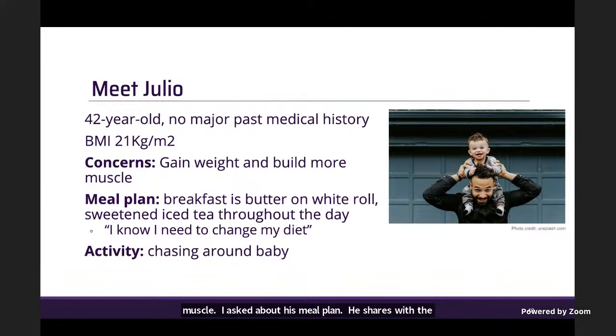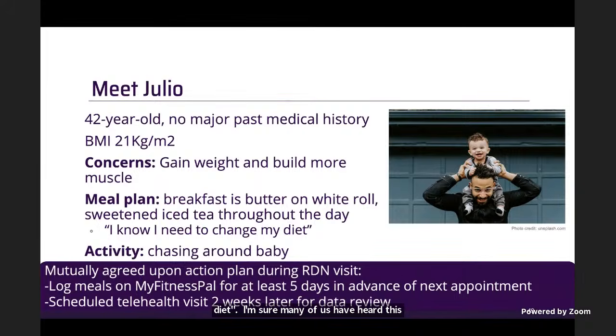We know behavior change is hard, right? And he's got a little one there, so that's pretty much been keeping him really busy. His activity is chasing around his baby. So we talk about some strategies, we talk about goal setting, but to really help build that accountability, we agreed upon logging meals on MyFitnessPal as an example app to track his food and exercise for at least 5 days in advance of the next appointment. And we schedule a telehealth visit 2 weeks later for data review.